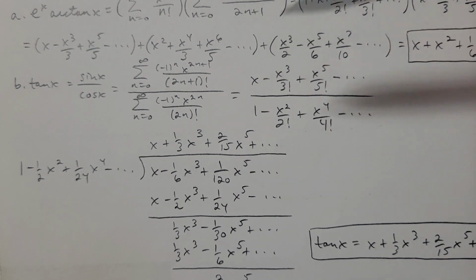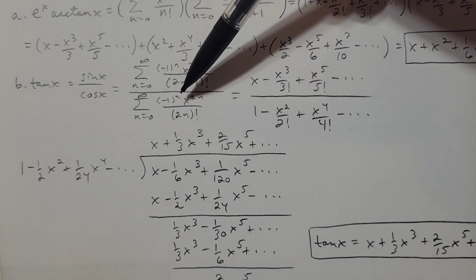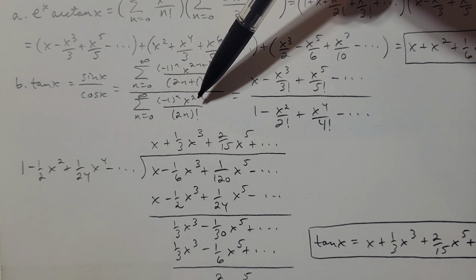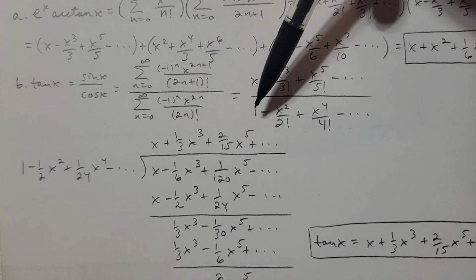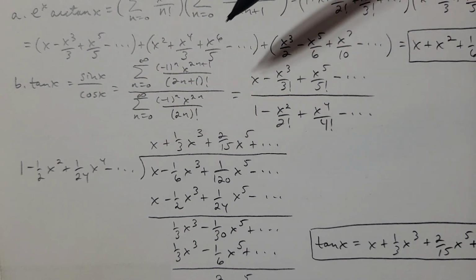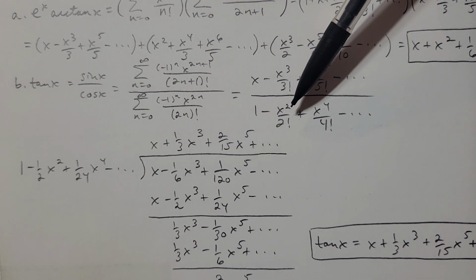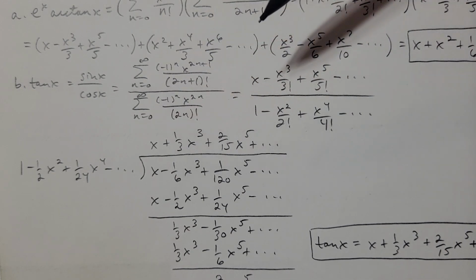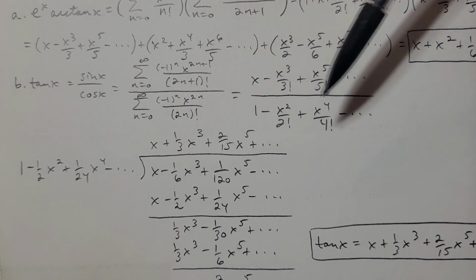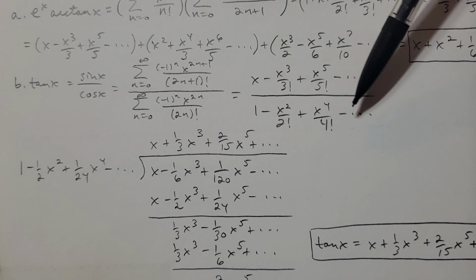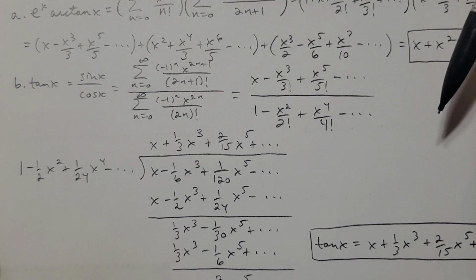Okay, and I'm dividing that by cosine of x. Well, if I expand that out, when n is 0, I have 1 times anything to the 0 power is 1, divided by 0 factorial is 1. Okay, so the first term is 1. When n is 1, I'm going to have minus x squared divided by 2 factorial. When n is 2, I'm going to have plus x to the 4th over 4 factorial. Okay, minus, etc. So again, I've got an alternating series here, so it's going to alternate sign.